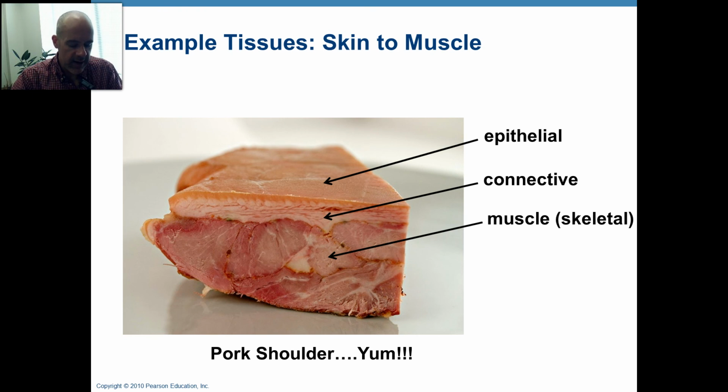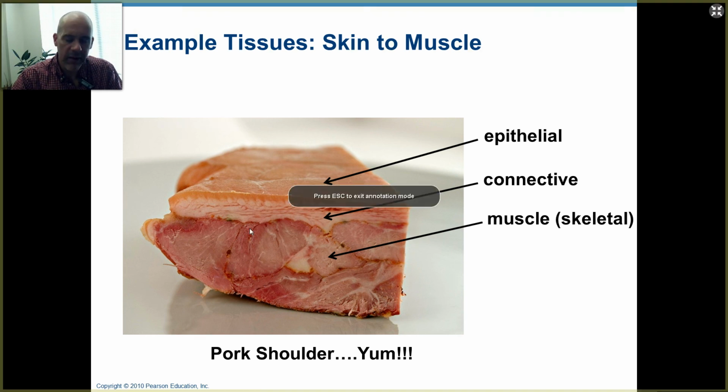All right, why in the world do I have a hunk of pork shoulder up here? I put this up here because it's something that many of us are likely familiar with. We've all seen a hunk of meat like this at some time. So the next time you're at home with a hunk of meat, unless you're a vegan or vegetarian, you can think about all these different tissues that are there.